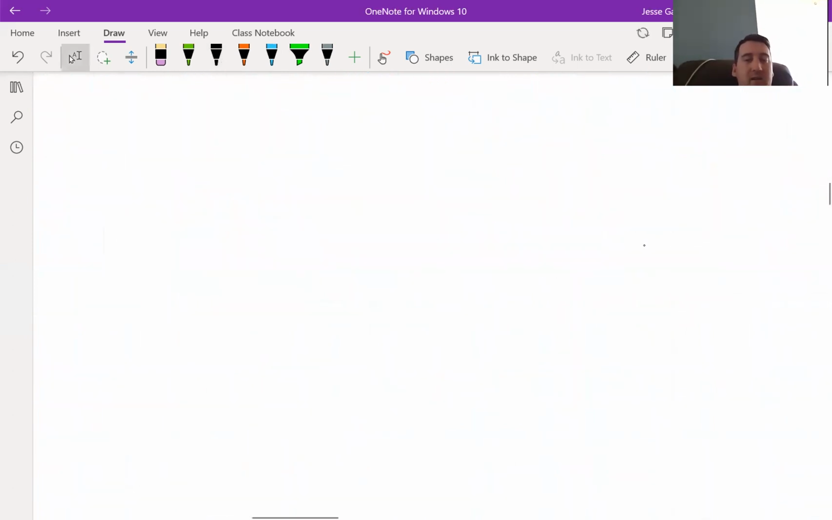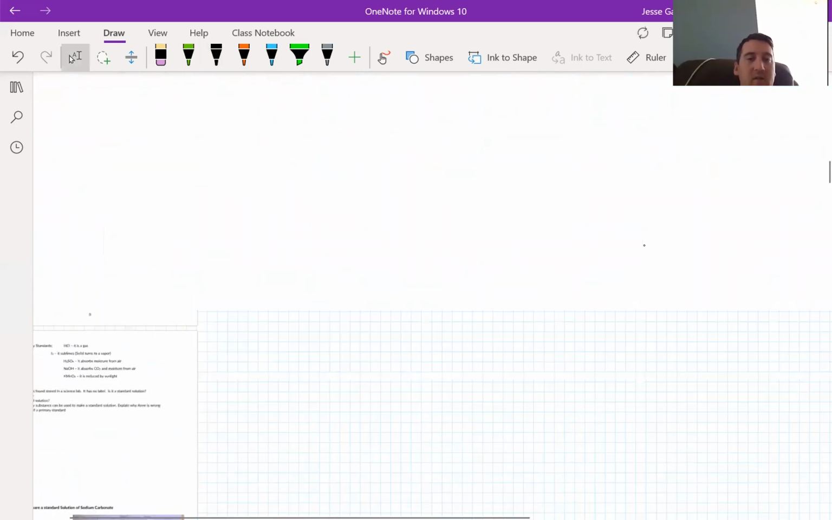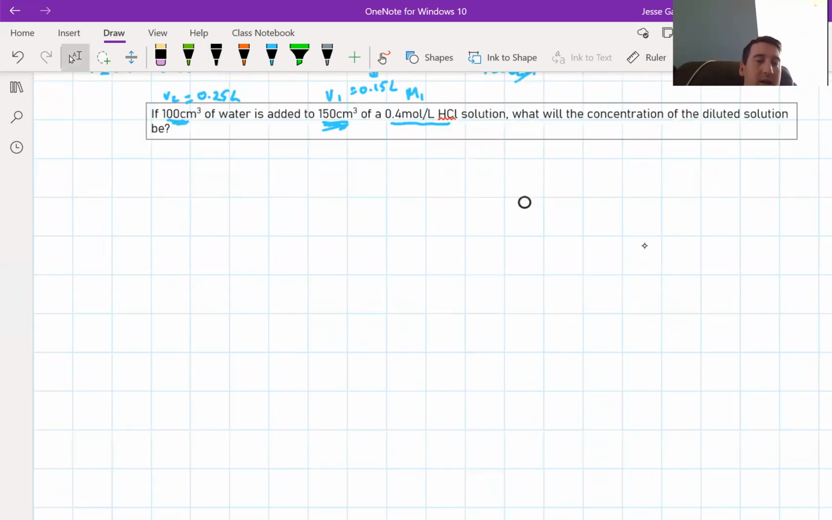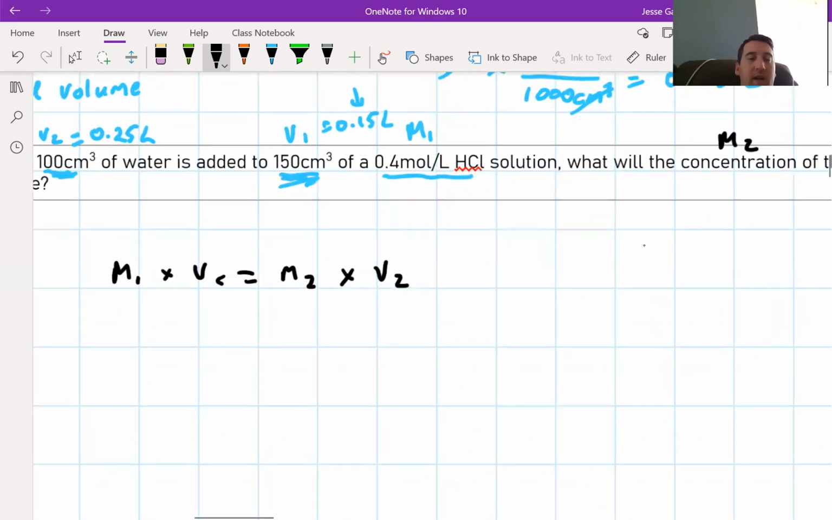Let's go ahead and show you how we solve this. We begin by writing down our formula. We just learned that it's M1 times V1 equals M2 times V2. Very simply, we need to isolate one variable. The variable we're looking for is M2. It says find the concentration, M2, of the dilute solution. So this is what we're going to try and isolate.